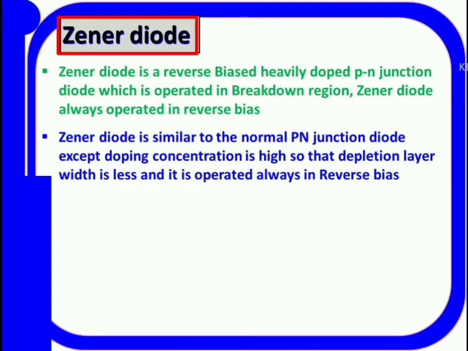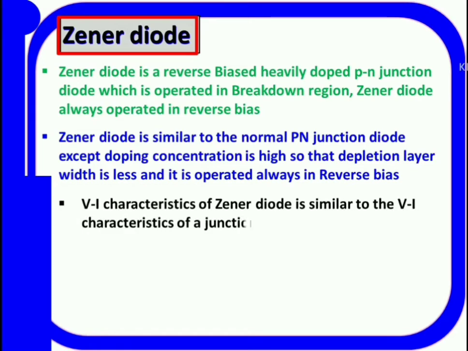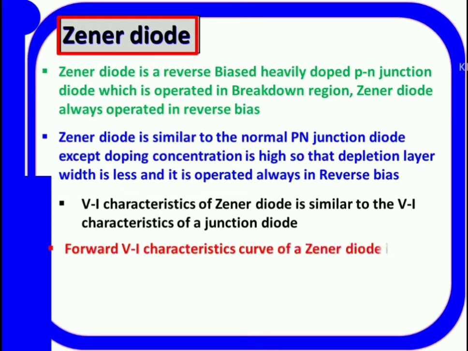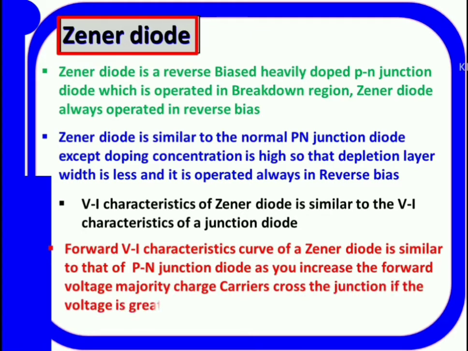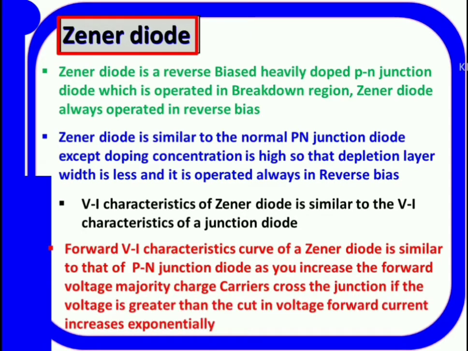So a Zener diode is similar to a normal PN junction diode except the doping concentration is high, so the depletion layer width is very small, and it is always operated in reverse bias. The VI curve of a Zener diode looks the same as that of a normal PN junction diode with little differences. The forward VI characteristic curve of a Zener diode is similar to that of a PN junction diode. As you increase the forward voltage, majority charged carriers cross the junction, and if the voltage is greater than the cut-in voltage or threshold voltage, then forward current increases exponentially. This is the same as in a PN junction diode.